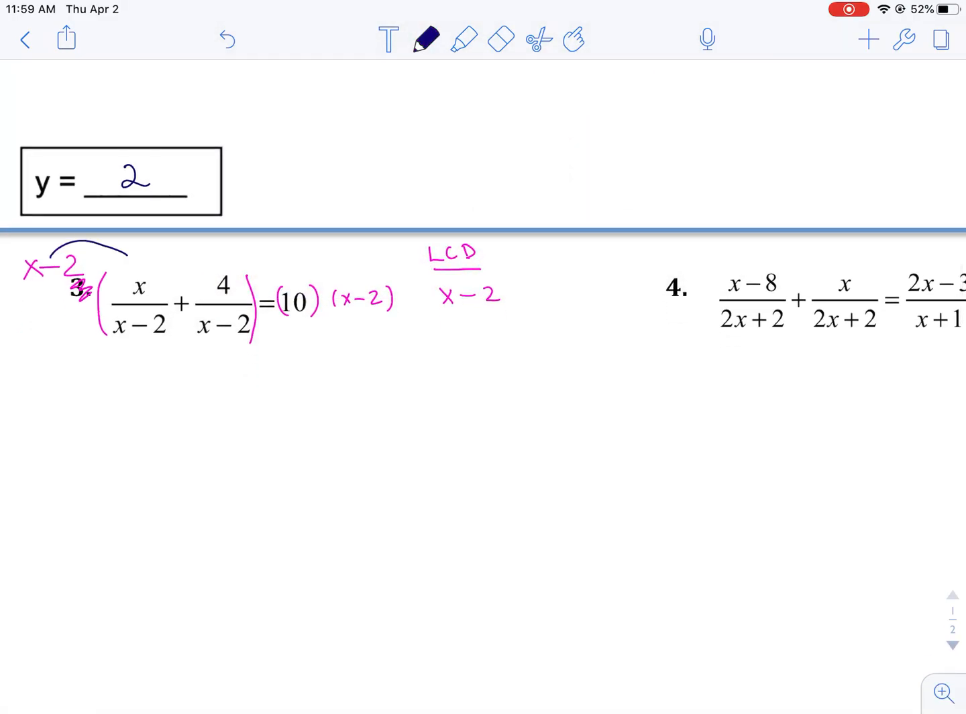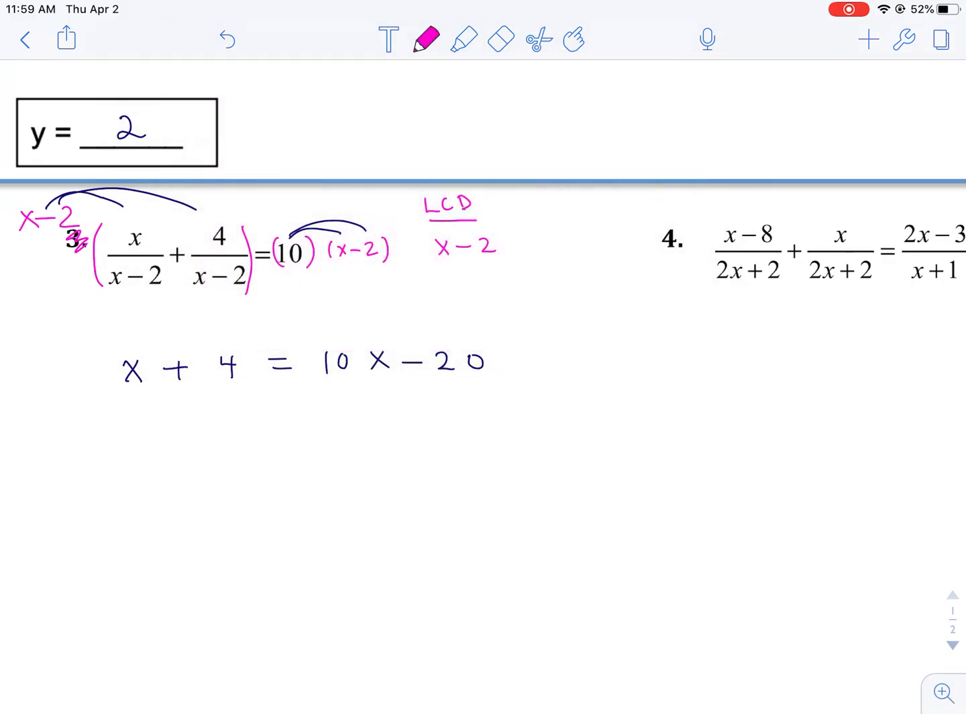And I lose all the denominators on my left. They just cancel out, right? The x minus 2's cancel, I get x. In the second term, the x minus 2's cancel, I get 4. On the right side, I just got a distributive property. There is no denominator, so I got 10x minus 20.